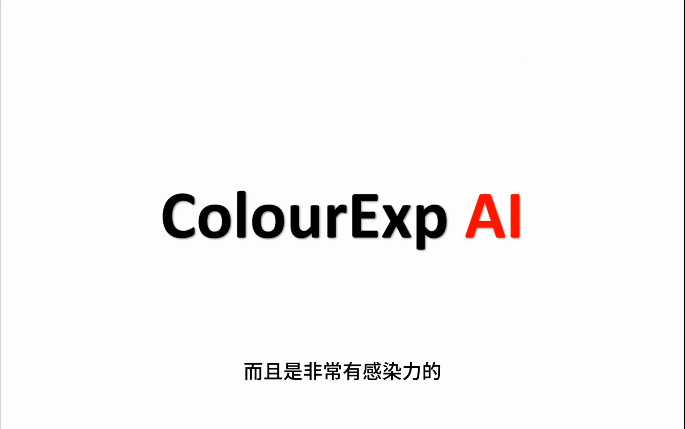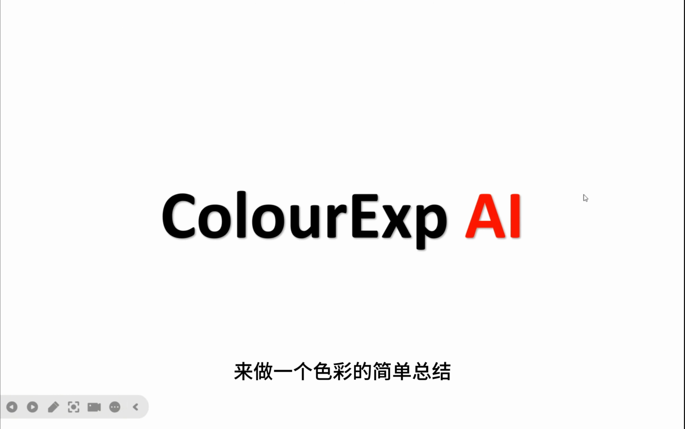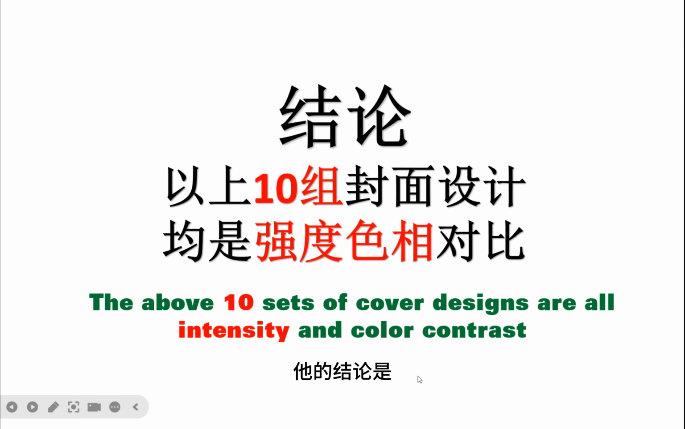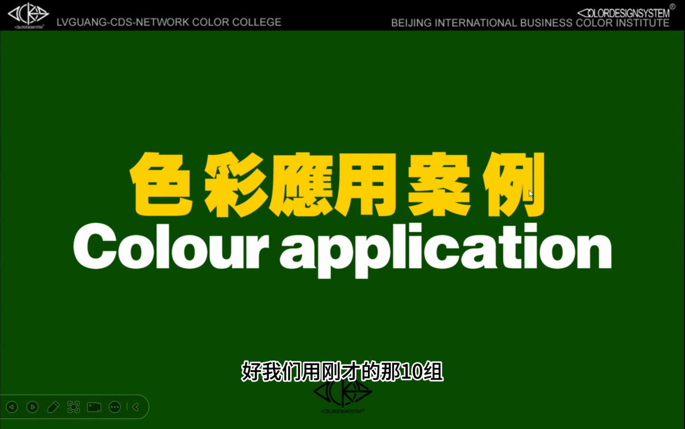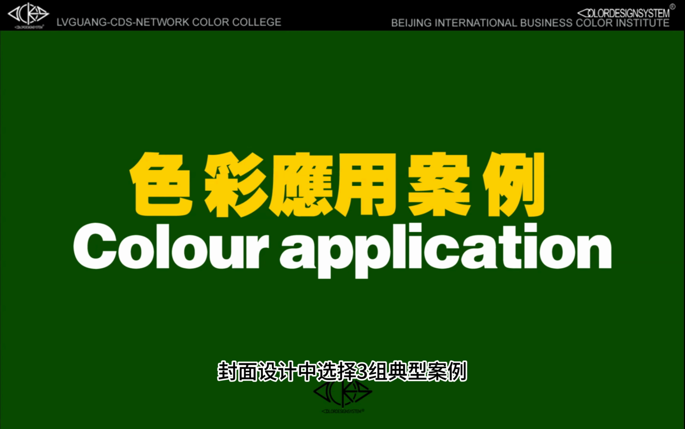And it's very contagious. Okay, we use the AI function of Color Scheme Express to make a simple summary of color. It concluded that more than 10 sets of cover designs all use intensity hue contrast. This is the essence of its color design. Okay, let's use those 10 sets just now. Select 3 groups of typical cases in the cover design. We make some color judgments and corrections.